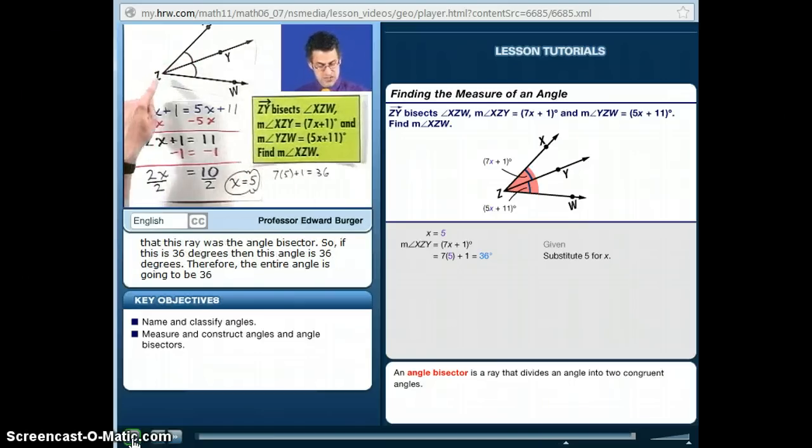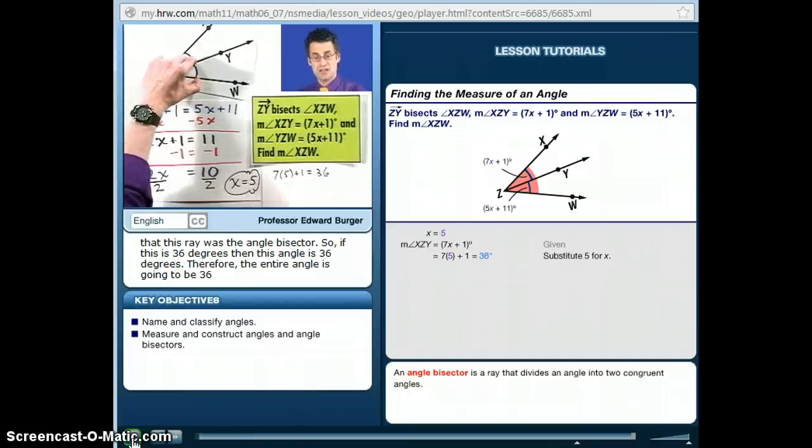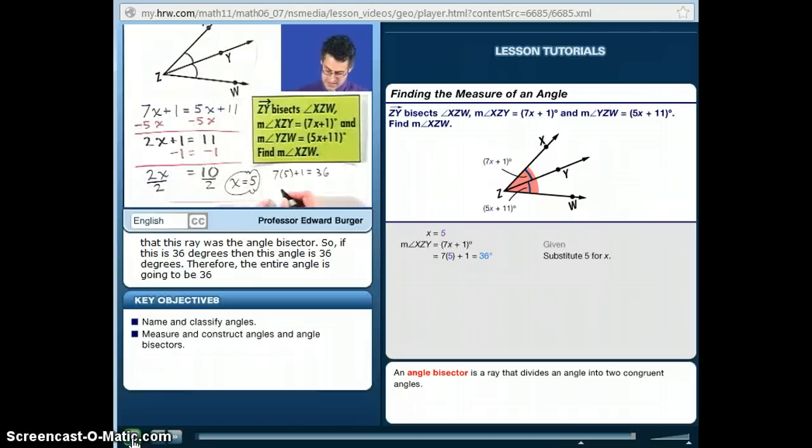And so what do I do now? I know that this ray was the angle bisector. So if this is 36 degrees, then this angle is 36 degrees. Therefore, the entire angle is going to be 36 degrees plus 36 degrees, or 72 degrees. That equals the measure of angle XZW.